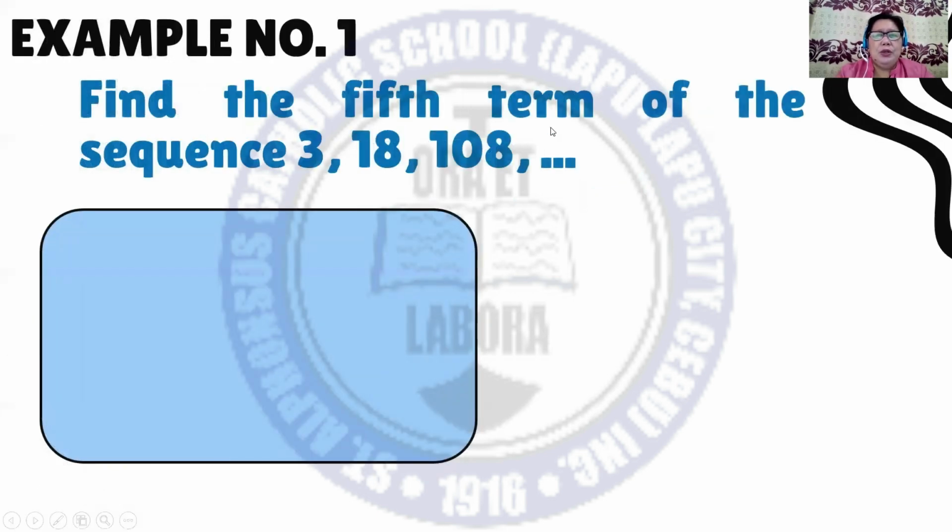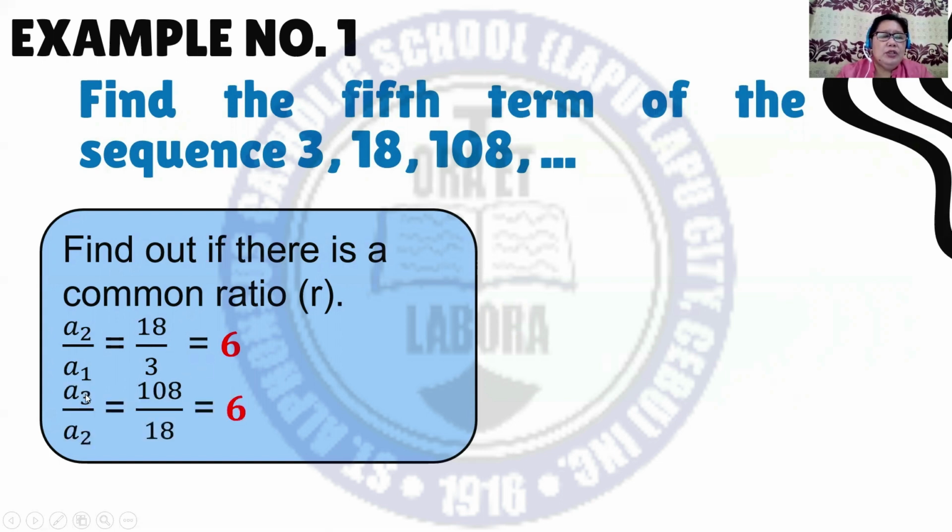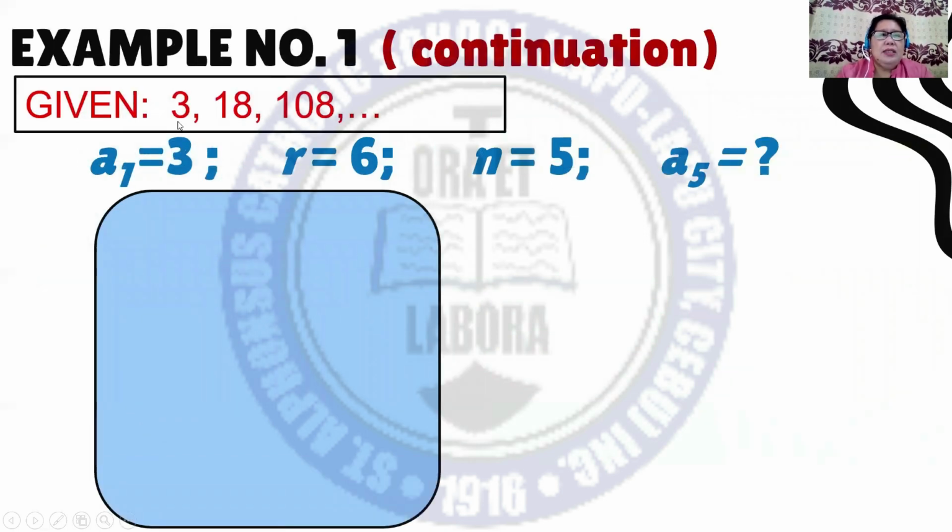Find the fifth term of the sequence 3, 18, 108, and so on. So find out if there is a common ratio. Second term over the first term, so 18 over 3 is equal to 6. Third term over the second term, 108 over 18, is equal to 6, meaning the ratio is 6. And using the same given 3, 18, 108, the first term is 3.